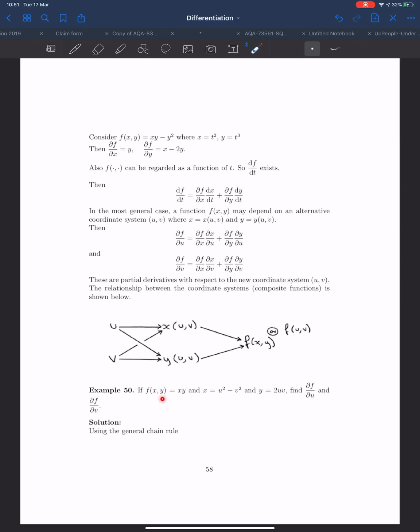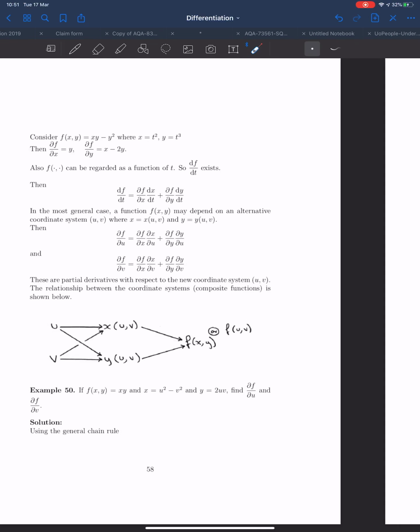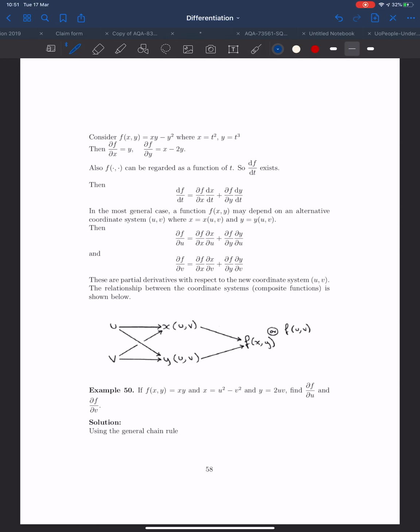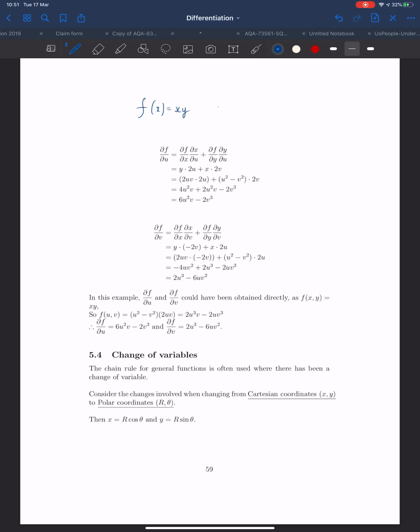So if f(x, y) is xy, and x is u squared minus v squared and y is 2uv, find df/du and df/dv. f(x, y) equals xy. I'm just going to write that here. x is u squared minus v squared, and y is 2uv. Okay.